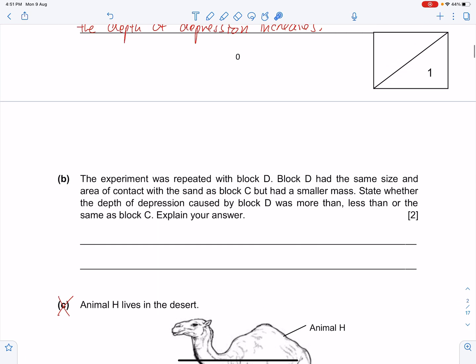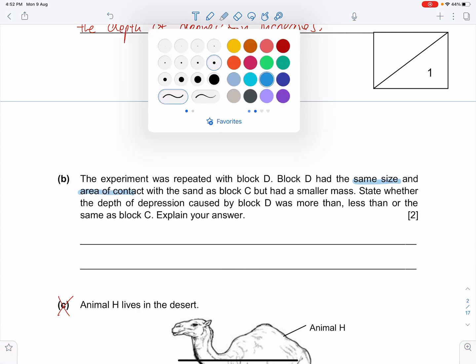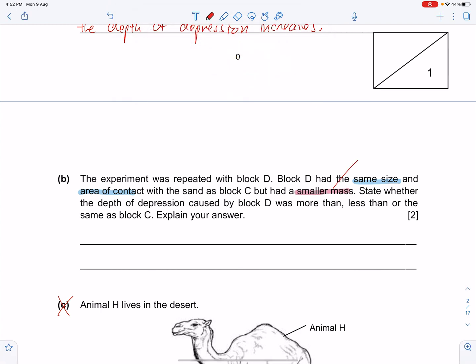Now, next. The experiment was repeated with block D. Block D had the same size and area of contact with sand as block C, but had a smaller mass. State whether the depth of depression caused by D was more than, less than, or the same as block C. So in the first place, let's go ahead and highlight some things. We realize that in this case there is only one change variable, because the size as well as the area of contact is the same. This over here, which is the mass, is the change variable, and that's the only change variable.